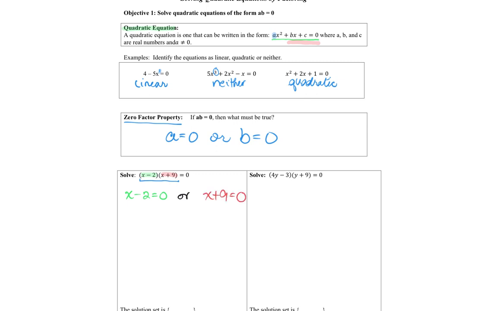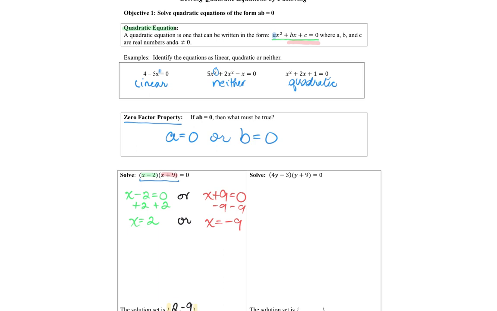Now we have two linear equations to solve. To solve the first one, I can simply add 2 to both sides. x equals 2. Or, on the other side, we're going to subtract 9, and we're going to get x equals negative 9. So my solution set includes those two solutions, 2 and negative 9. And notice that we do have it inside of set brackets because we're calling it the solution set.